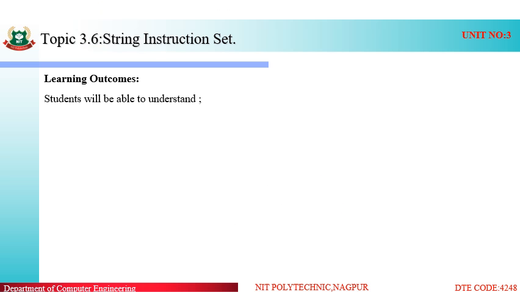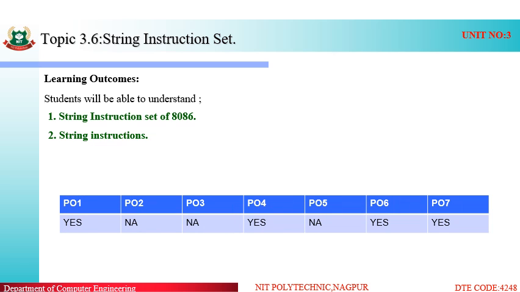So the learning outcomes of this video include the string instruction set of 8086 and to study its different string related instructions which are used for manipulating the strings in 8086 while processing. POs mapped are PO1, PO4, PO6 and PO7.